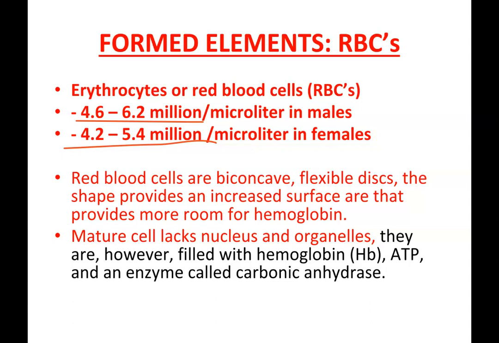Red blood cells are biconcave cells. They're flexible discs, and the purpose of the shape is to provide an increased surface area for packaging more hemoglobin. These are very special cells in that when mature, they lack a nucleus and organelles. They are essentially a little structure whose job is to carry hemoglobin. So we're looking at these tiny little cells that are filled with hemoglobin.